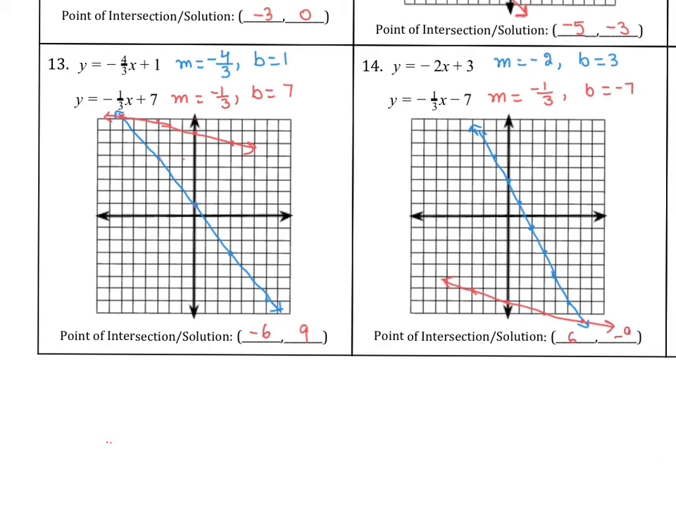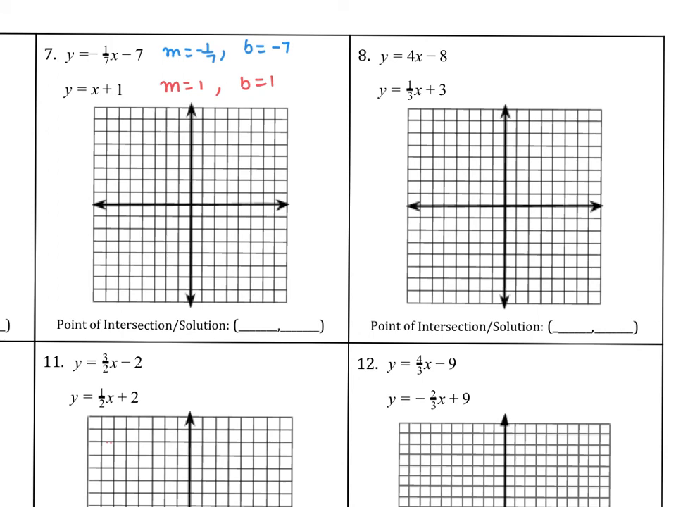For number 7, y equals negative 1 over 7x minus 7. The slope is negative 1 over 7 and the y-intercept is negative 7. For the second one, the slope is 1 and the y-intercept is 1. For the graph of the blue line, starting from negative 7, you go down 1 over 7, or up 1 over 7 on the negative side.